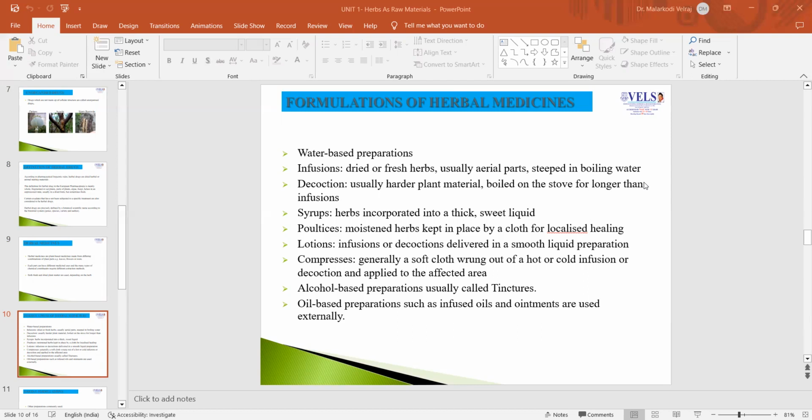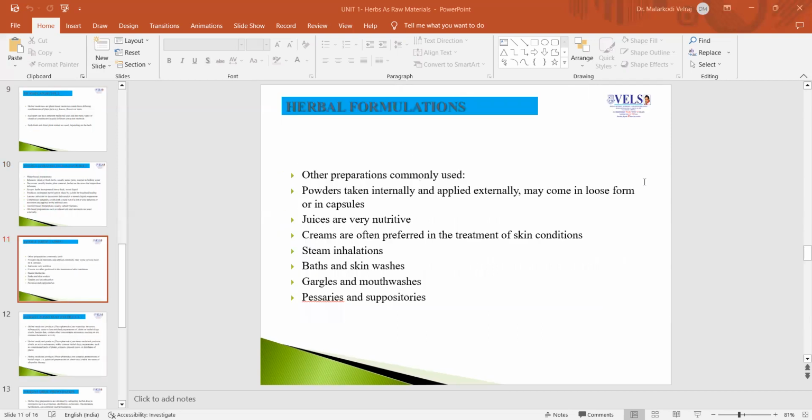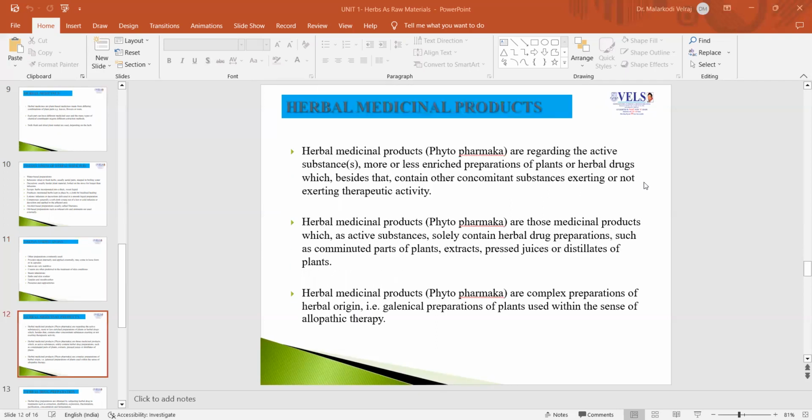Alcohol-based preparations, typically called tinctures, are also used as herbal formulations. Oil-based preparations, such as infused oil and ointment, are also used externally as herbal formulations. Apart from them, there are also powders, which are taken internally and applied externally and may come in loose form or in capsules. Juices are also very nutritive, and are used as herbal formulations. Creams are often preferred in the treatment of skin conditions. Steam inhalations, baths and skin washes, gargles and mouthwashes, pessaries and suppositories are also used as herbal formulations.